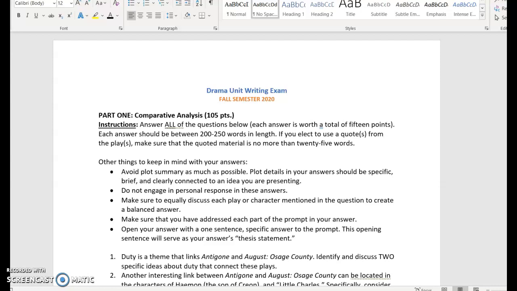Make sure that plot summary is used to an absolute minimum in your responses. Plot summary isn't helping you answer your question, it's actually really doing the opposite. So whenever you use plot details in your answers, make them very specific, keep them brief, and make sure that you connect them very clearly to an idea that you're presenting in your overall response.